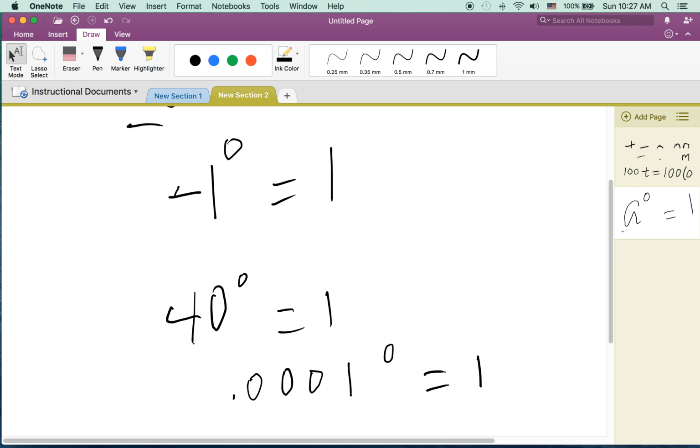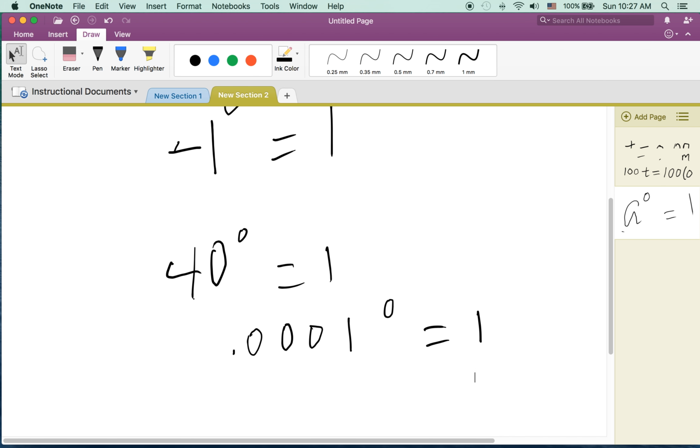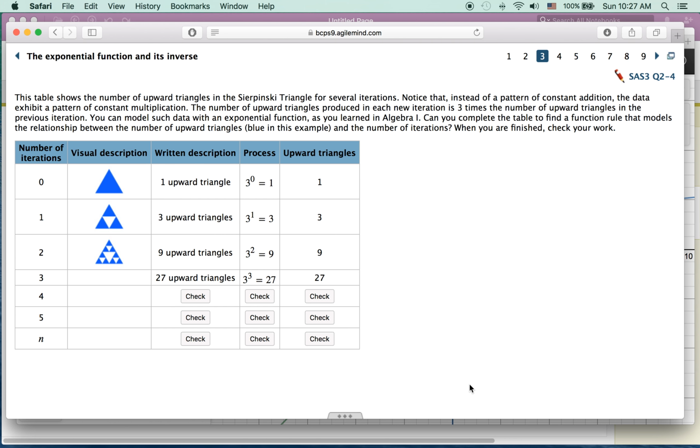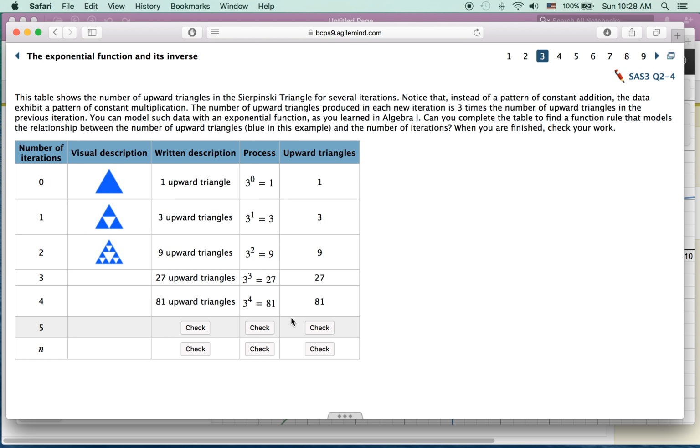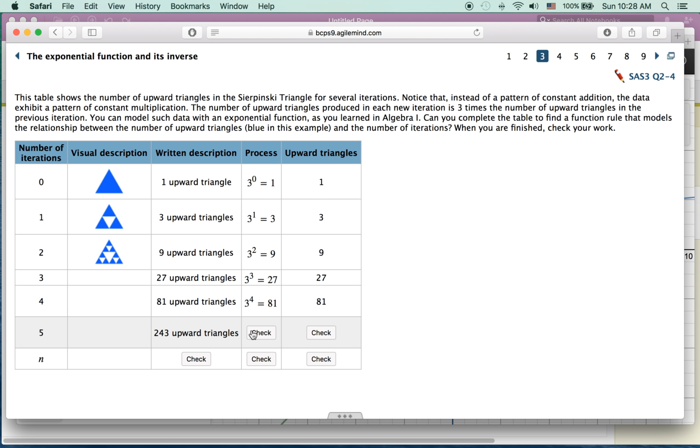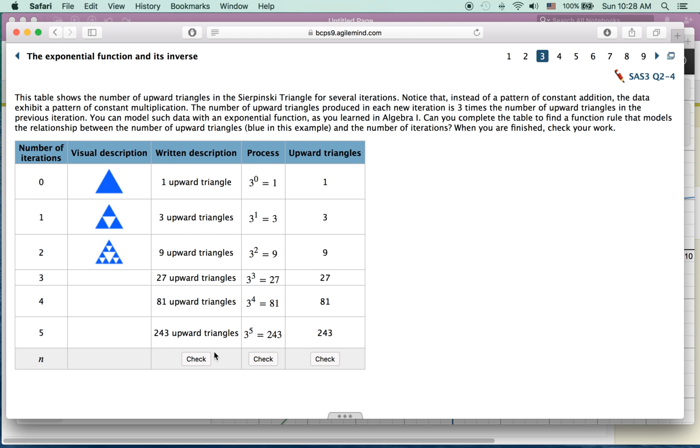So on the 0th iteration, we have one upward triangle. 3 to the first power is 3, because any number exponentiated to the first power is just that number. 3 squared, or 3 times 3, is 9. 3 cubed, 3 to the third power, is 3 times 3 times 3, which is 27. We start doing all this arithmetic. We get 3 to the fourth power is 81. The next one is going to be 243.